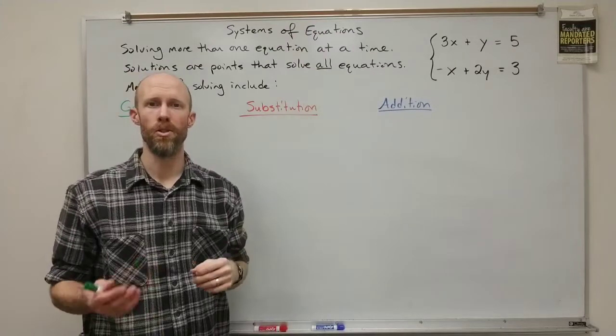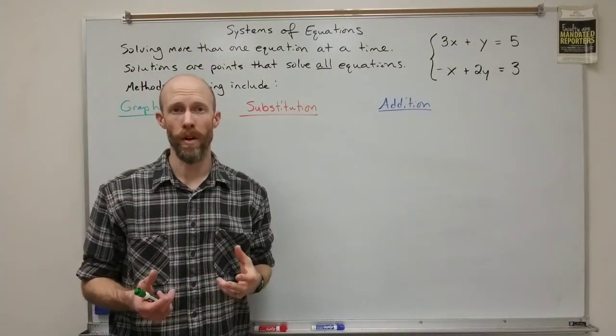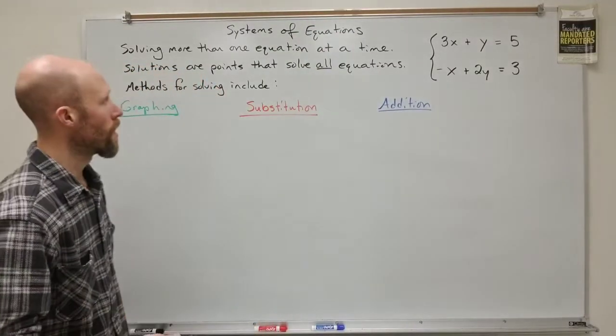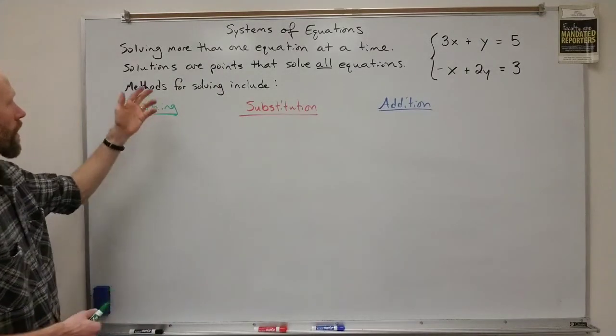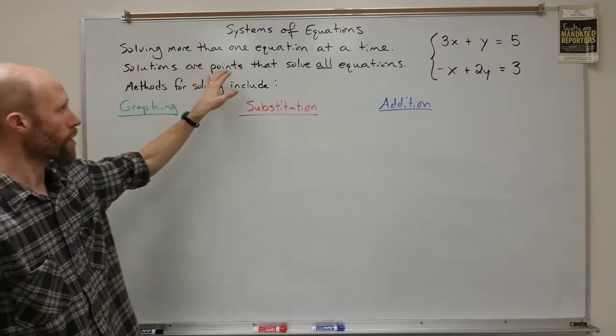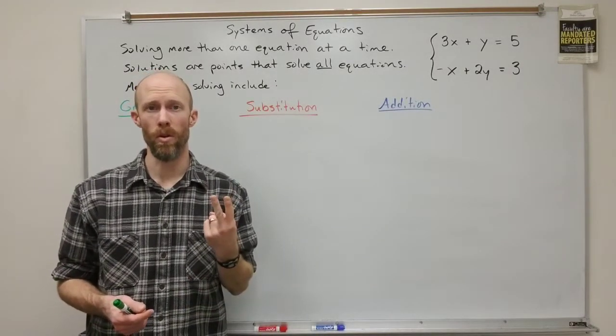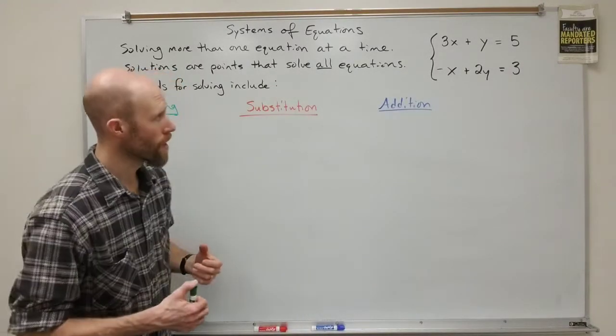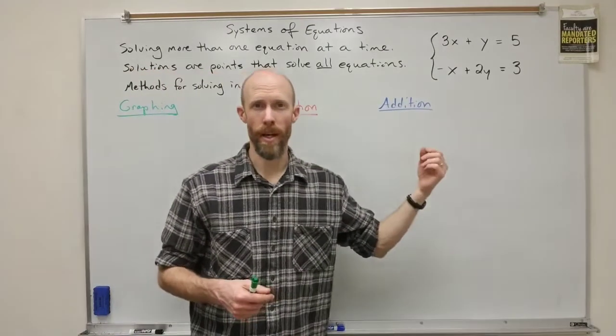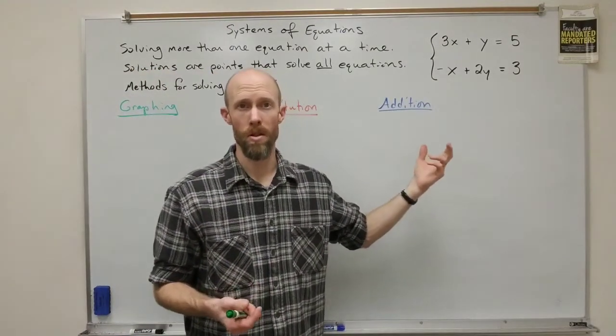Systems are where we have two or more equations that we're solving together or at a time. And the solutions are going to be the points that solve all of the equations. Now, typically, we're just going to see two equations at a time, and then we're going to look at points or ordered pairs that solve both of them.